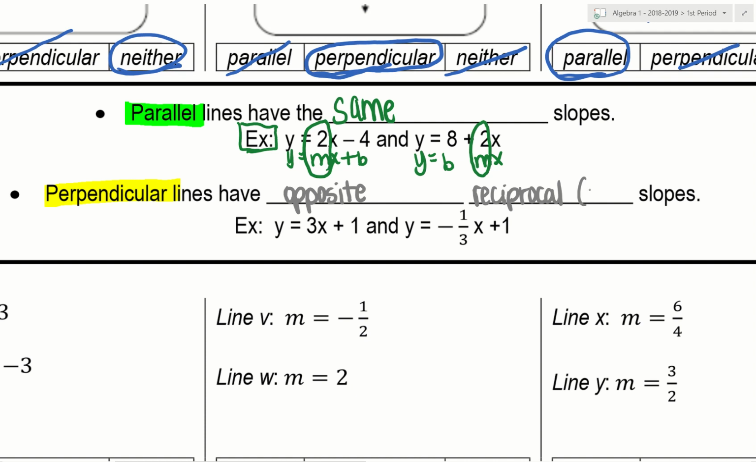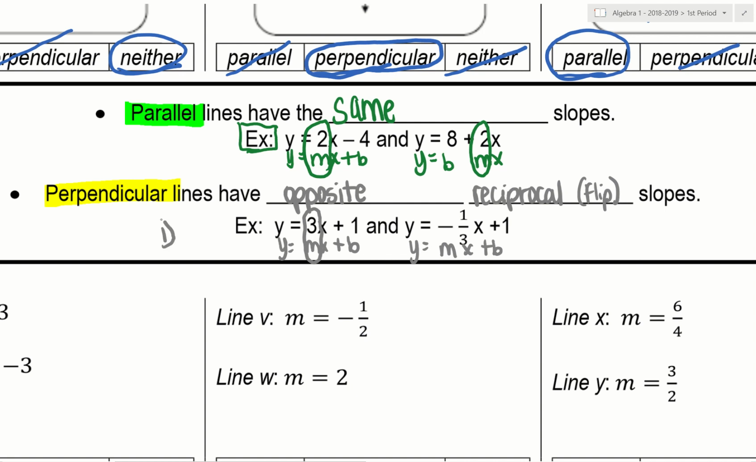And reciprocal just means that it's been flipped, okay? So if you'll just write the word flip, I have a feeling you'll understand it more. But let's go check out what this means. So what I'm going to do is write y equals mx plus b underneath both of my equations, and we're going to identify our slopes so that we can see what changes.